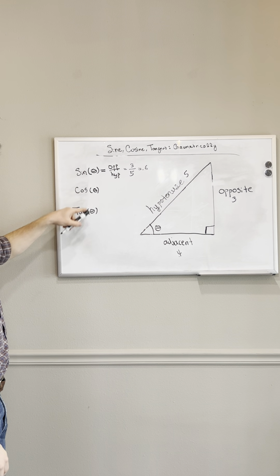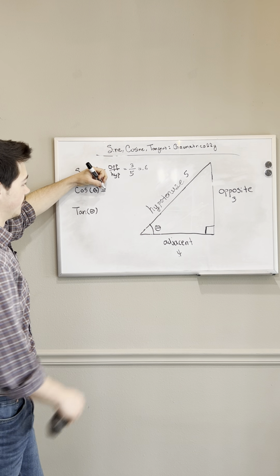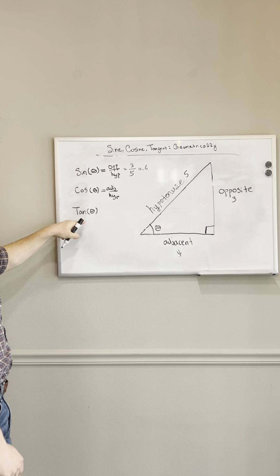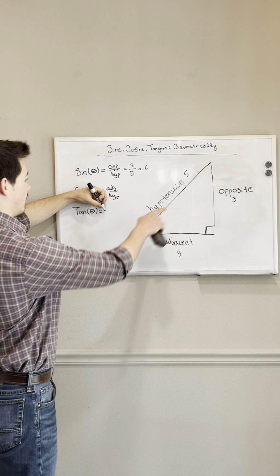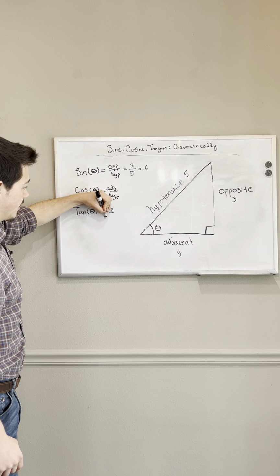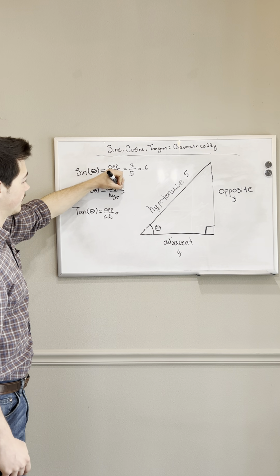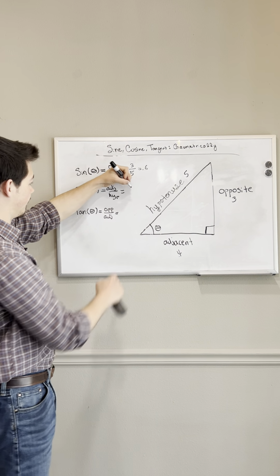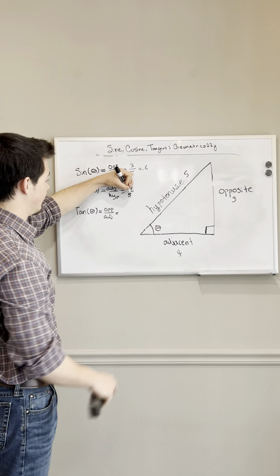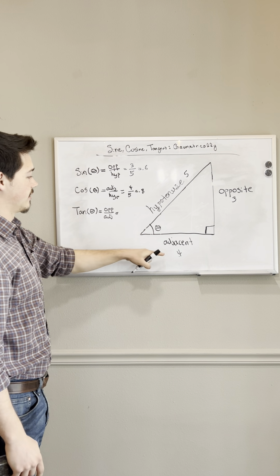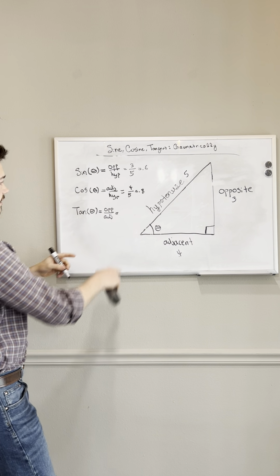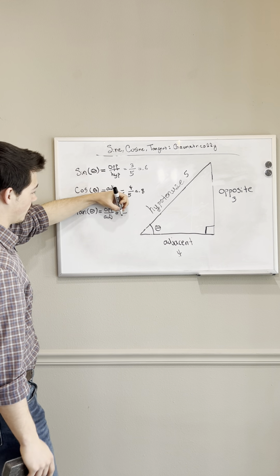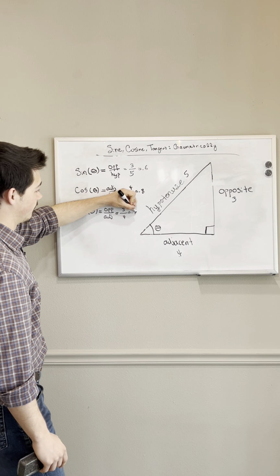And then similarly for our cosine and tangent functions, these give us the ratios of our adjacent side length relative to our hypotenuse for cosine, and our tangent of theta gives us our opposite side length relative to our adjacent side length. So if we substitute in our values from this triangle, that gives us for cosine of theta an adjacent side length of 4 over a hypotenuse side length of 5, or a ratio of 0.8. Similarly for our tangent of theta, this gives us an opposite side length of 3 divided by our adjacent side length of 4, or a ratio of 0.75.